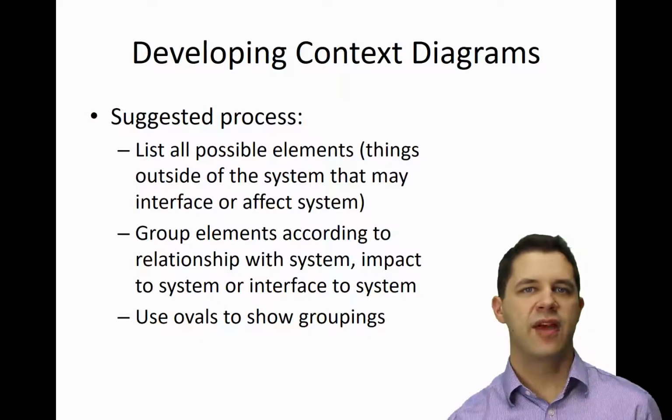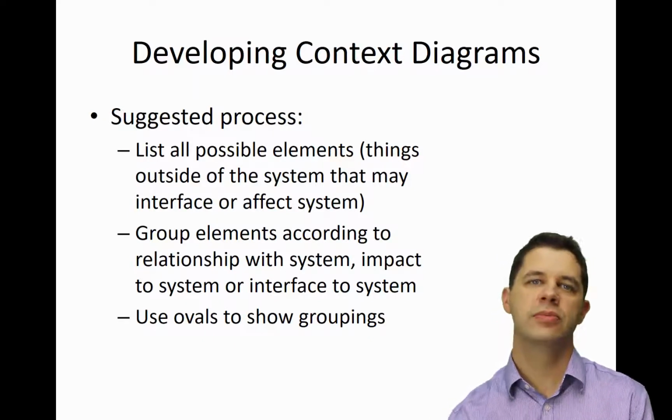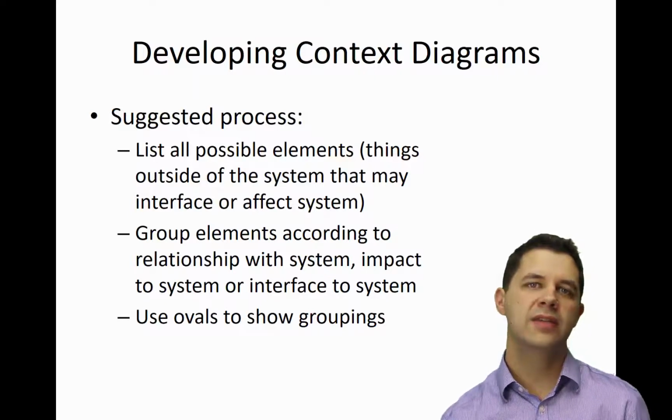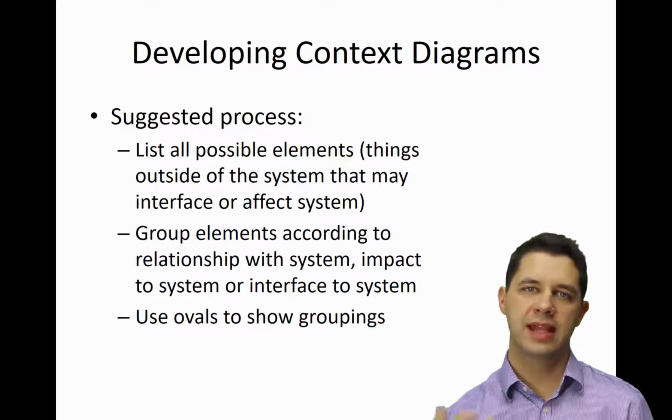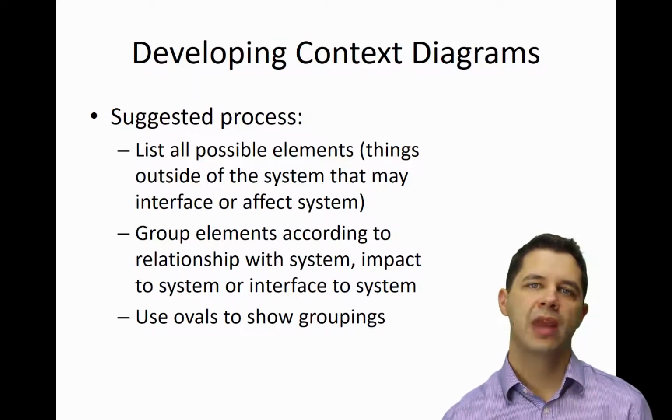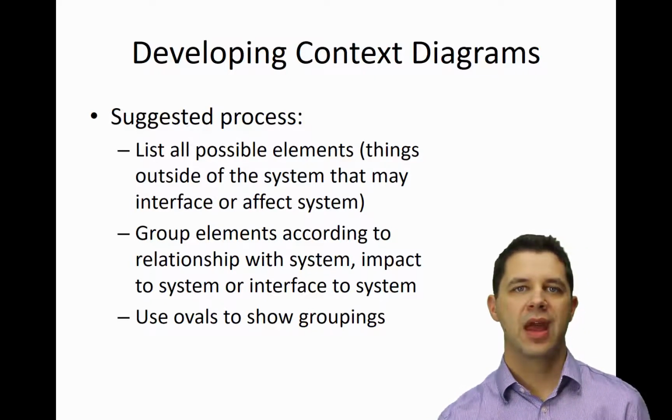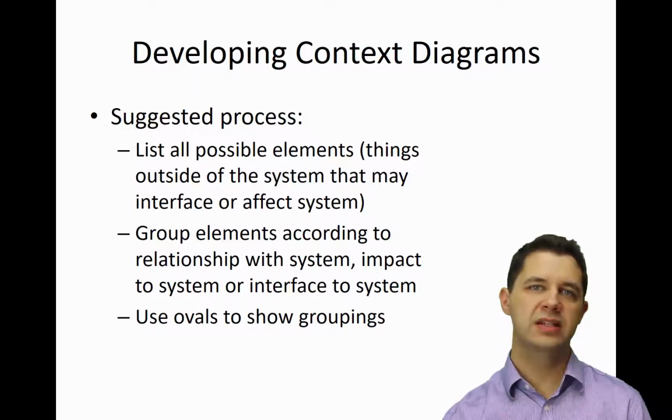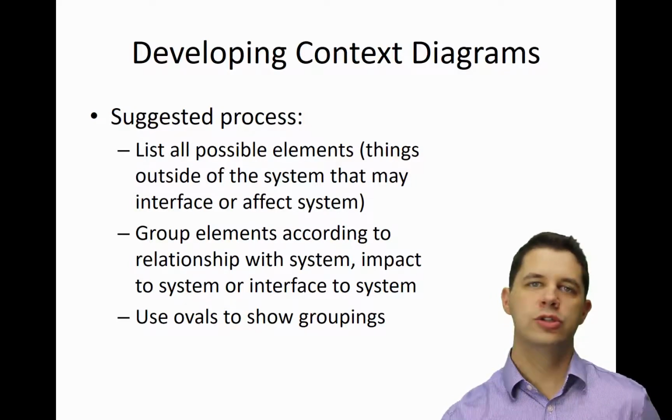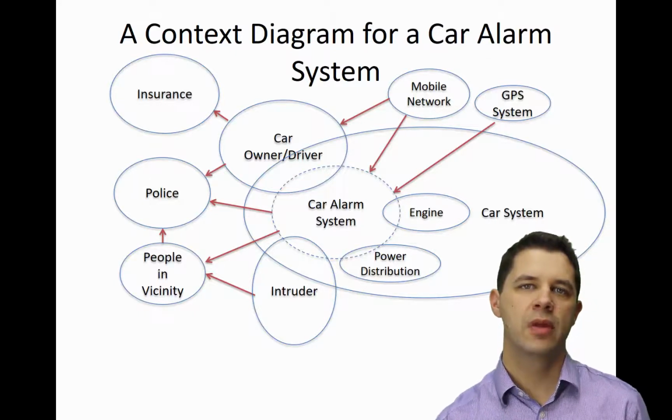So the suggested process of how we go about this is essentially to list all the elements, things outside the system that may affect or interface with the system. So whether there's an input or an output from the system, and things or people that may actually affect the system. And we want to group these according to the relationship with the system and how they impact the system or interface to the system. We typically use these ovals to show groupings, and here's an example here.